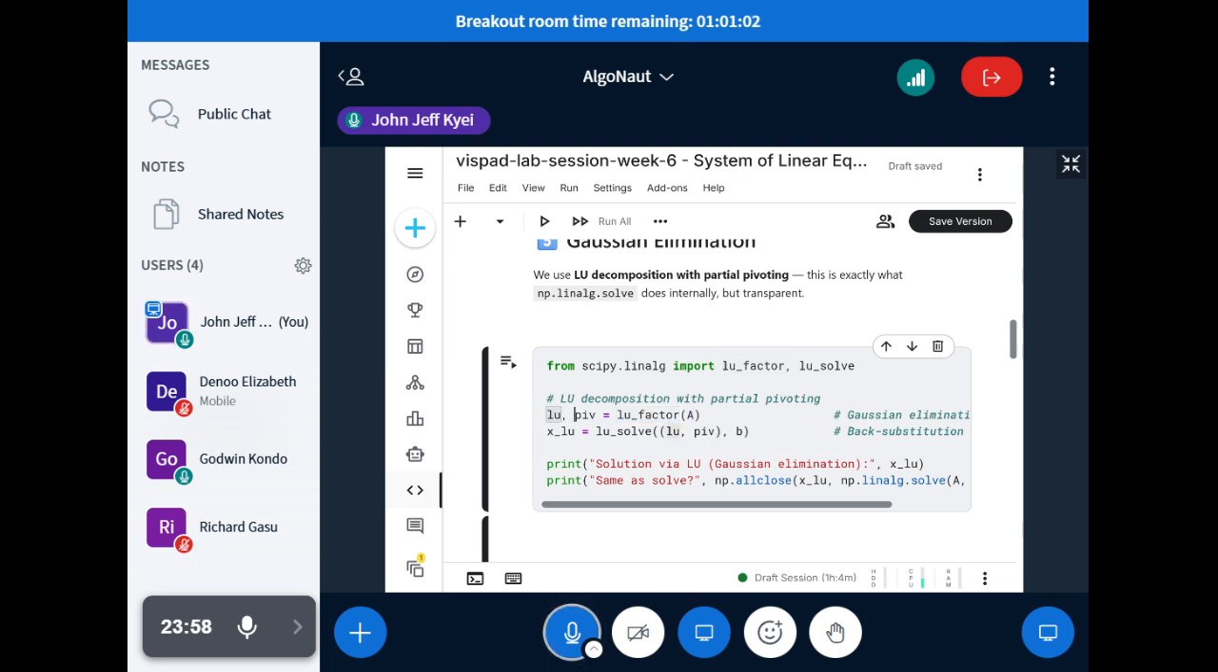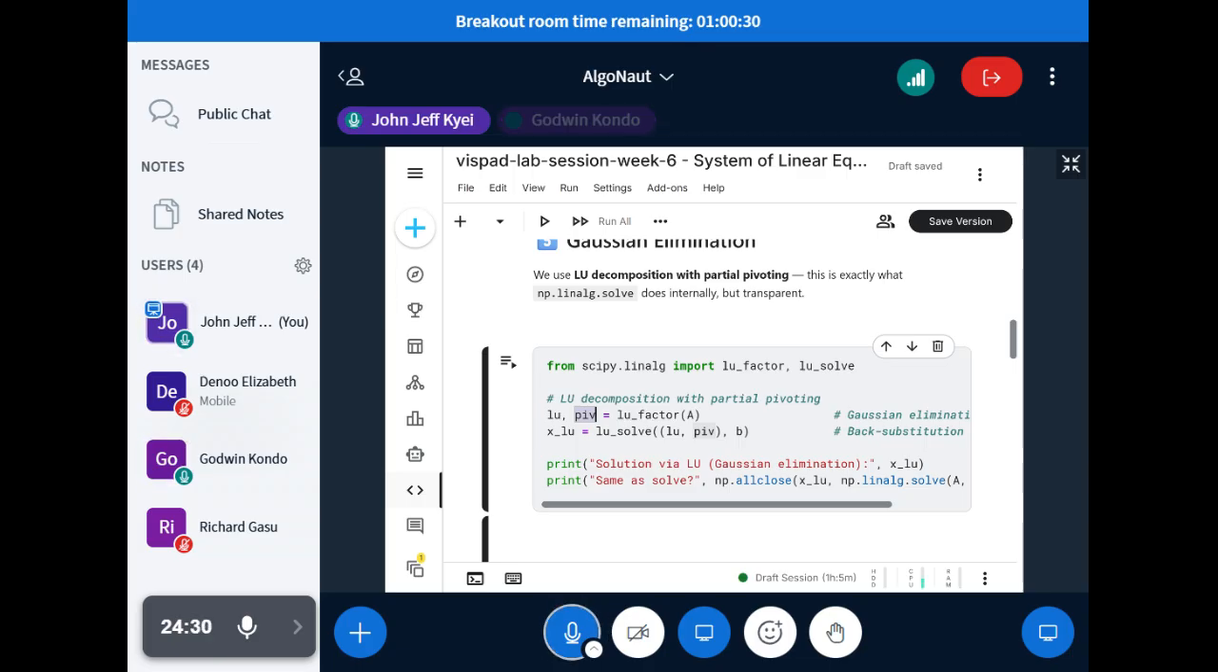as LU and PIV. And I was saying that the LU is the division, the lower triangle and upper triangle values, and it's going to store them as LU. And the second output, this PIV, is just containing the pivot indices. That's the rows that were swapped during the elimination, right? But what the exact values are, I don't know.